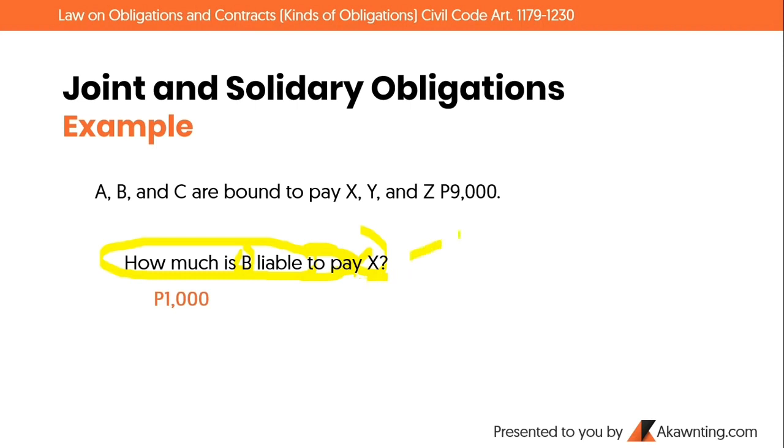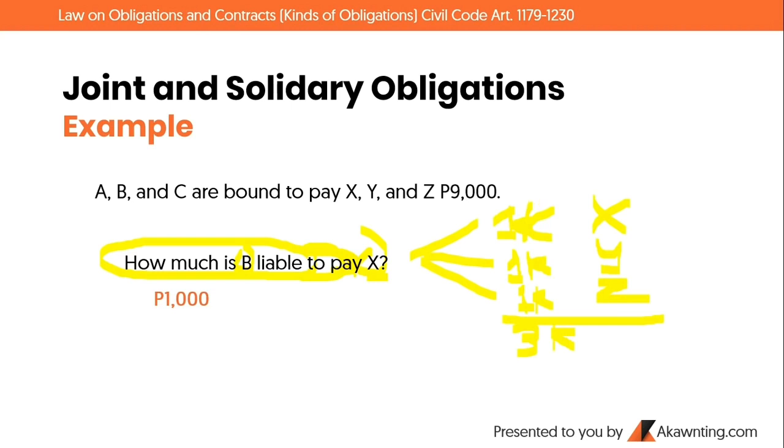Simple lang. Madidistribute dun sa tatlo, di ba? All in all, meron siyang 3K. Okay? So, 1K para kay X, another 1K para kay Y, and another 1K para kay Z. So, all in all, meron tayong 3K. Okay? So, pag ang tanong, how much is B liable to pay X? O, ayan, 1,000. Okay? Ganon din, magiging sagot kapag ang tanong is how much is B liable to pay Y? So, 1K din. Okay?